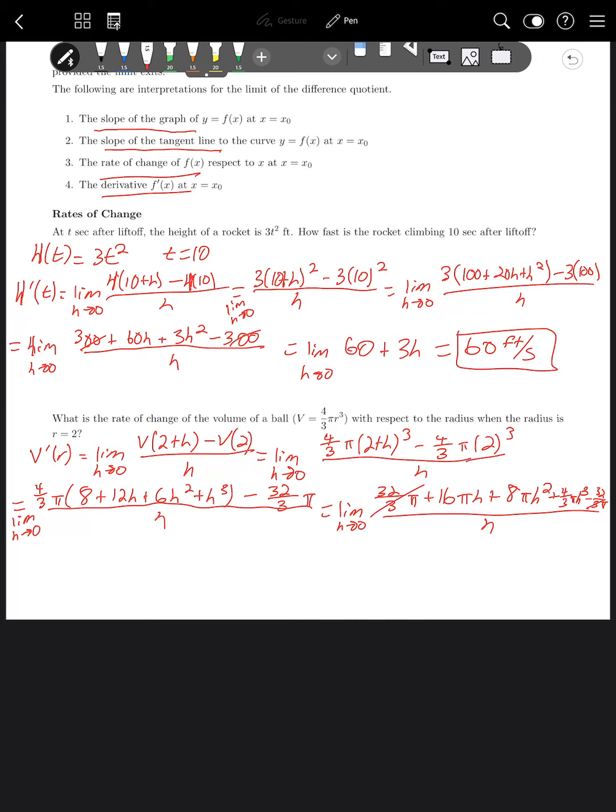And now everything that's left has an h, so I can go ahead and cancel out an h from each term. So this will be the limit as h approaches 0 of 16 pi h divided by h just leaves 16 pi plus 8 pi h plus 4/3 pi h squared. And now if I plug in 0, I just get 16 pi. 16 pi. Okay, and so that is the idea.